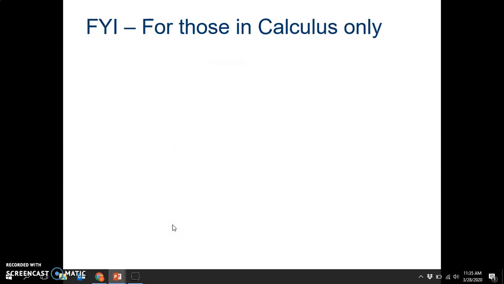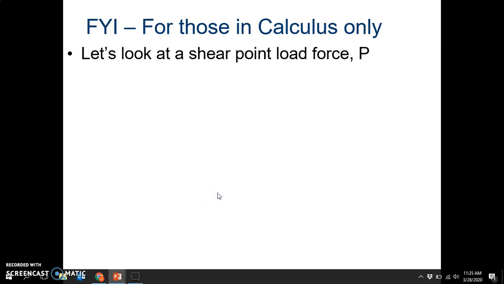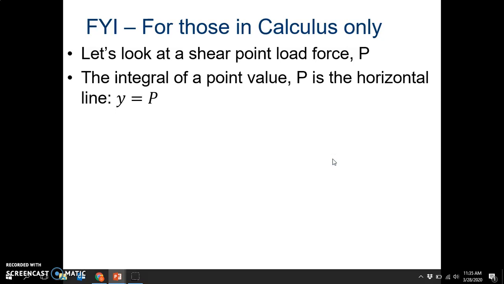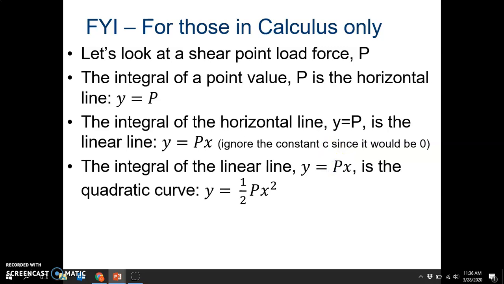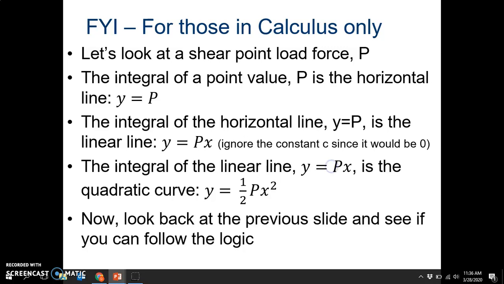And for those in calculus, I think that should make sense to you. So this slide right here is more for those in calculus. If you have a shear point force, P, and you did the integral of a point load, P would be a horizontal line. If you took the integral of a horizontal line, you would get a linear line. If you took the integral of a linear line, you would have a quadratic curve. That's what's going on here. This is a real-world example of calculus with derivatives and integrals and things like that. We are interested in the area underneath a curve.